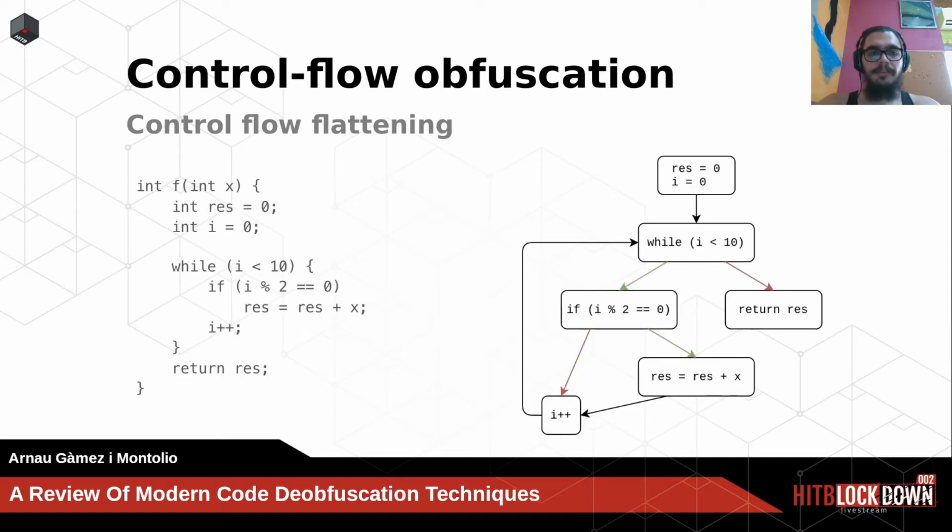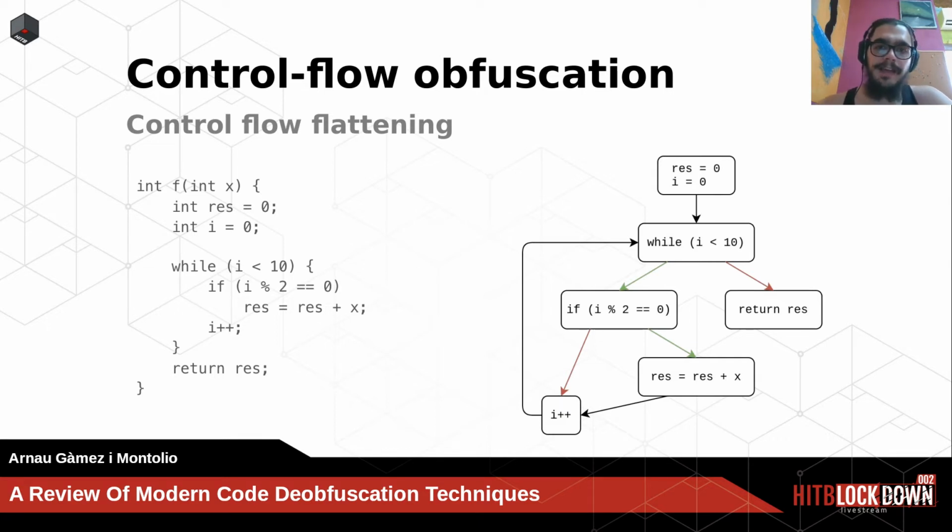In this case, we have this code with its corresponding control flow graph. As you can see, the green arrows point to the nodes that represent the branches that will be taken when the conditions are evaluated to true.